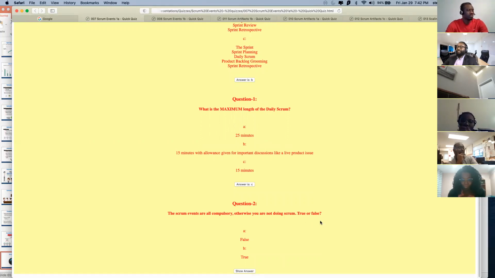So next one, the Scrum events are all compulsory, otherwise you are not doing Scrum. True or false? False. So it's true, you don't have to do all the events to be Scrum? No, it's true, because otherwise you're doing Agile. We've seen that we have XP in Agile, we have Lean in Agile, we have some other options in Agile. But if we're doing Scrum, we need to do all those. That's exactly right.